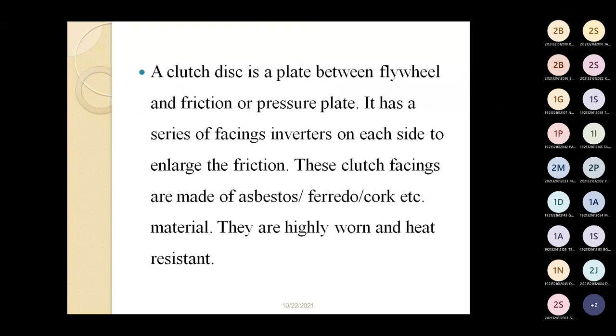This is a plate between the flywheel and the pressure plate. A series of facings are there on each side to enlarge the friction. The material for this friction lining or facing is asbestos, ferodo, or cork, and these must have the property of being heat resistant.